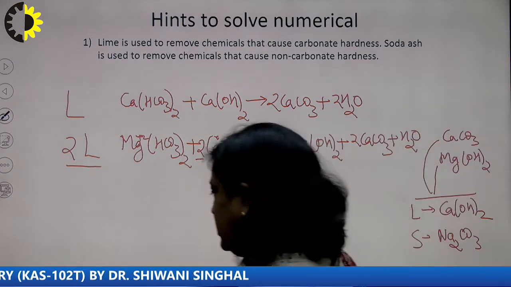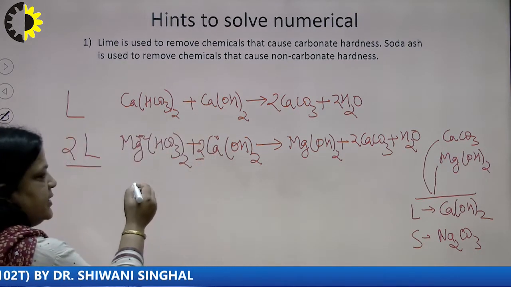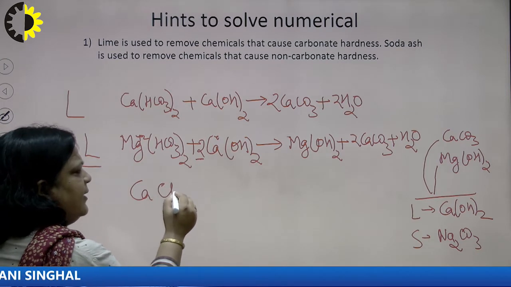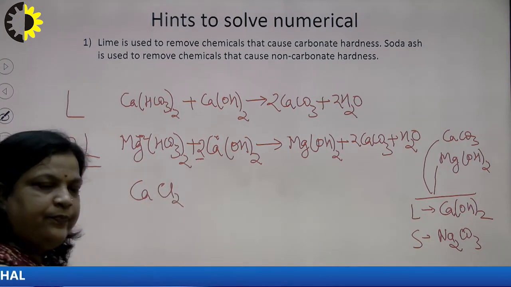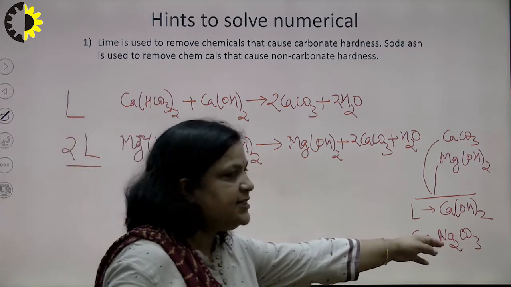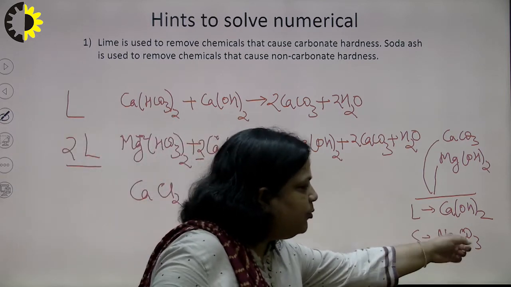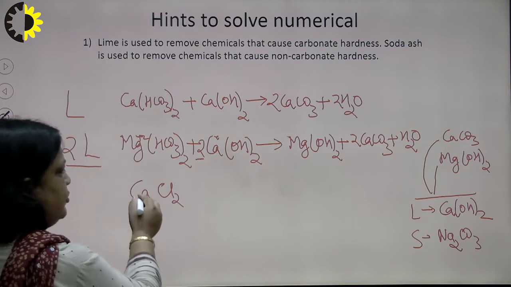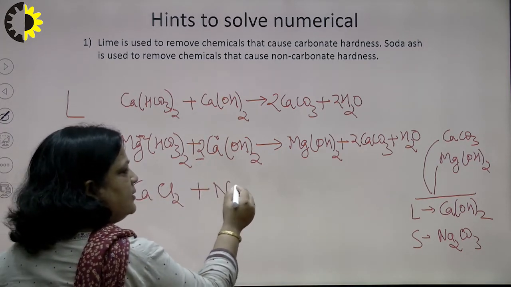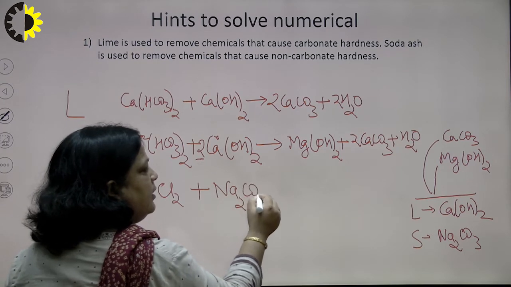Now, all the permanent hardness producing salts of calcium, that is calcium sulfate, calcium chloride, let me write calcium chloride. And we know that calcium should precipitate with carbonate, that is calcium carbonate, and we get carbonate from soda. It means to remove this calcium, we have to add soda, that is Na2CO3.